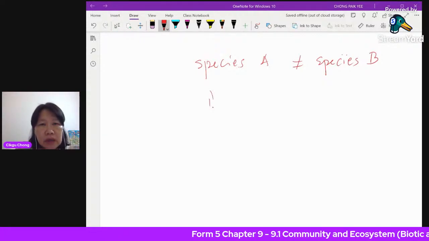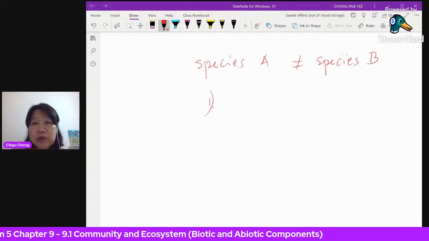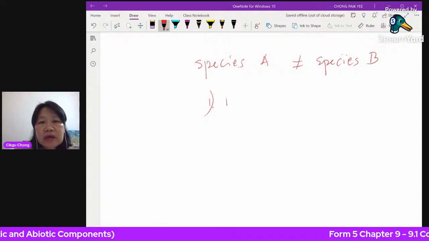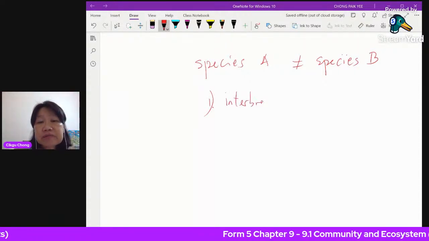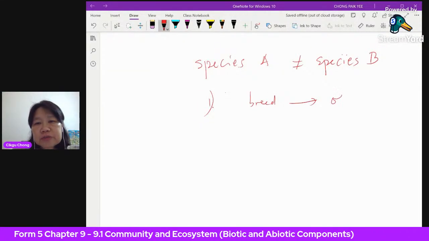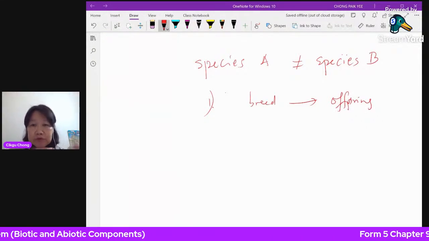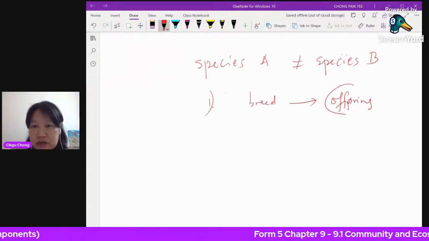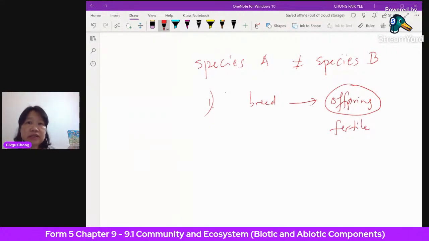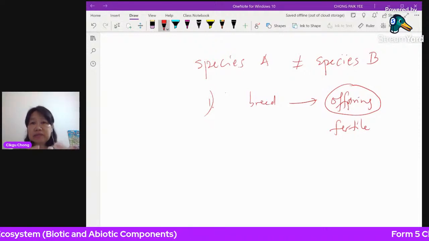Number one, they must be able to interbreed. That means they must be able to, we call it a kawin. Kawin, that means the male and the female breed. They must be able to produce offspring. They must be able to have a child or a baby. And then this baby has to have a syarat, a condition. This offspring has to be fertile. Fertile meaning this offspring is able to produce another generation.